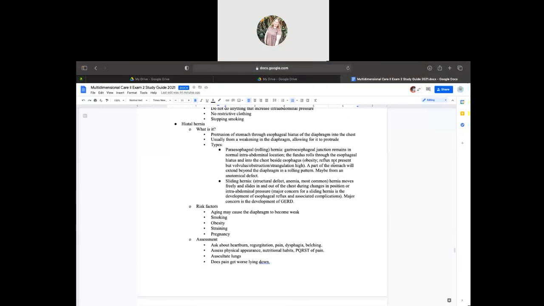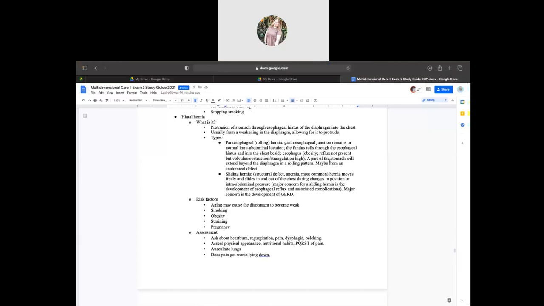Next, we're going to go on to hiatal hernia. A hiatal hernia is when there's protrusion of the stomach through the esophageal hiatus of the diaphragm into the chest. It's usually from a weakening, allowing for this protrusion to occur. There are two types of hernias: paraesophageal, or rolling hernia, is when a part of the stomach will extend beyond the diaphragm in a rolling pattern. So it's going to be more like a pouch.